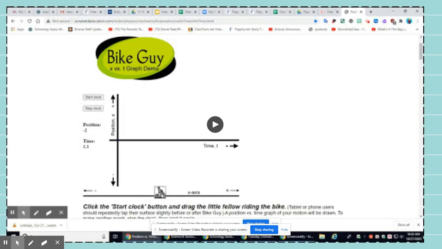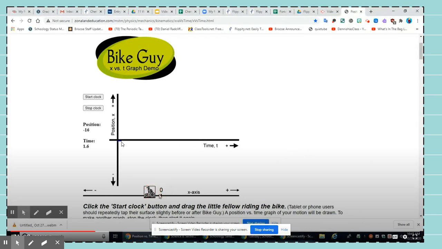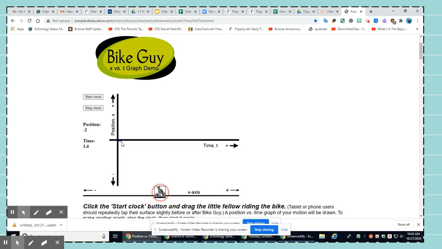Okay, so we're going to be using the Bike Guy website so that we can create our own motion graph labs. And this is how it works. You've got a little guy on a bike here, and you have a start clock and a stop clock, and then right here you'll see a blue line as your guy moves. 0 is the origin, and then we're going to hit start to get our guy to begin cycling along.